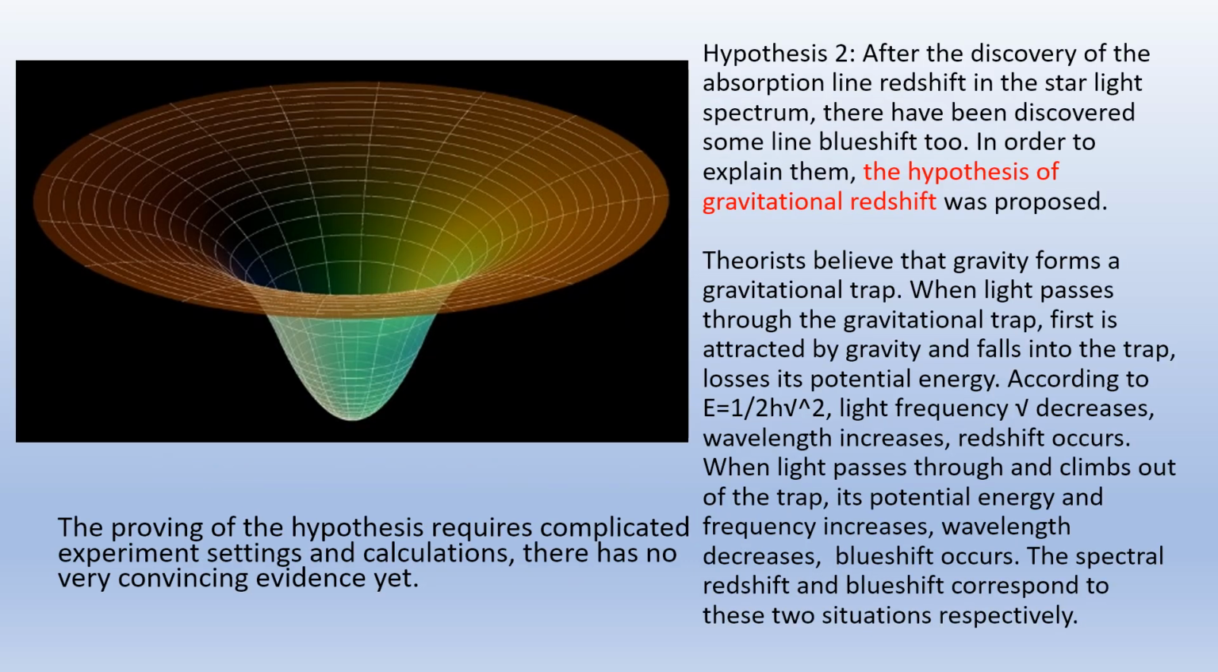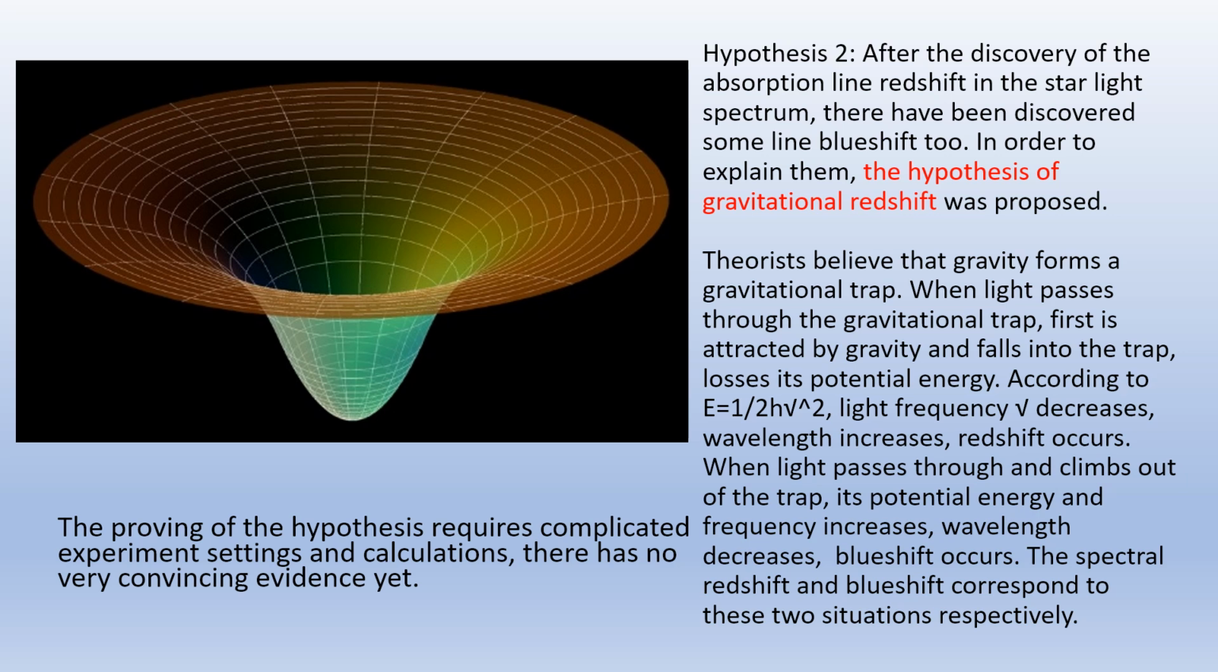Hypothesis 2. After the discovery of the absorption line redshift in the starlight spectrum, some line blueshift was discovered too. In order to explain them, the hypothesis of gravitational redshift was proposed. Theorists believe that gravity forms a gravitational trap. When light passes through the gravitational trap, it is first attracted by gravity and falls into the trap, and loses its potential energy. According to E = hν, the light frequency decreases, wavelength increases, and redshift occurs.